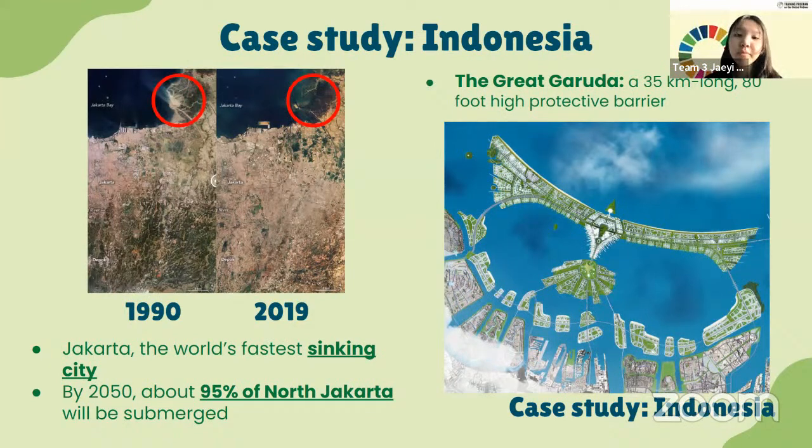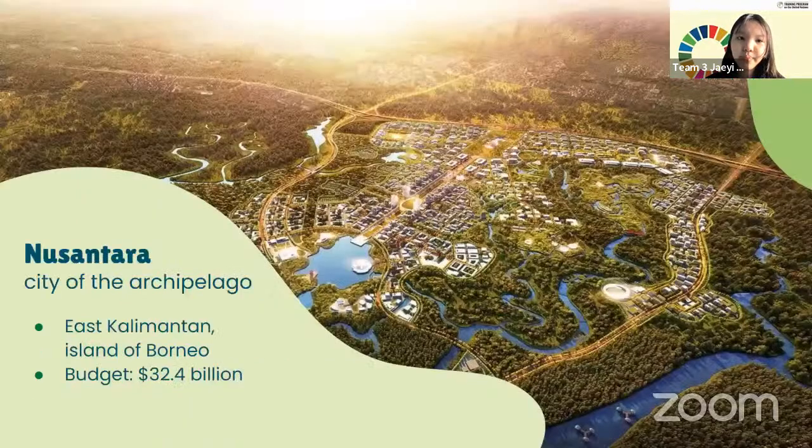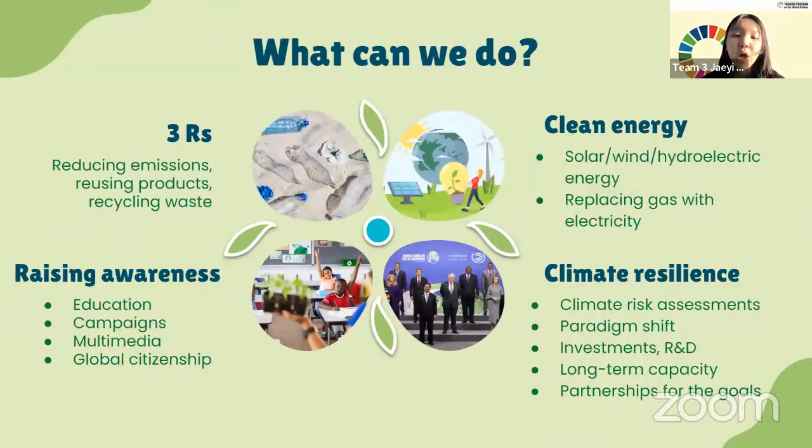Indonesia is taking multiple implementations to stop its rising sea levels, such as building a high protective seawall called the Great Garuda. It is in the form of the Garuda bird that symbolizes Indonesia. Next slide, please. The Indonesian government is also planning to move its capital city to the island of Borneo in East Kalimantan. However, this is facing multiple controversies because of the time and resource limitations.